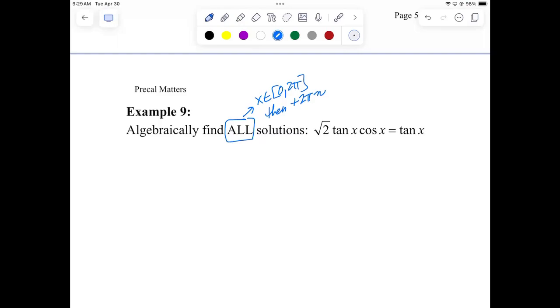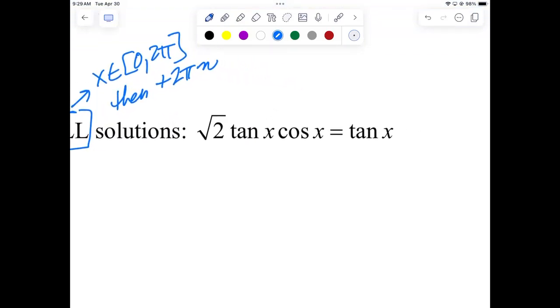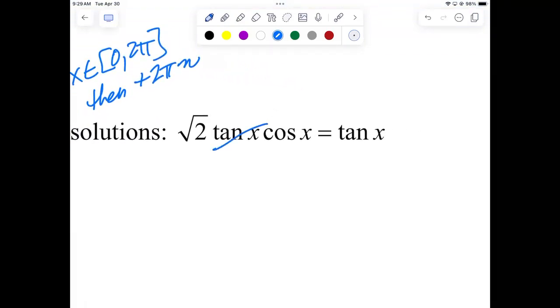All right, let's look at example 9. I have a tangent on both sides. Is it okay to divide the tangent out from both sides like that? Why not? That's not okay.